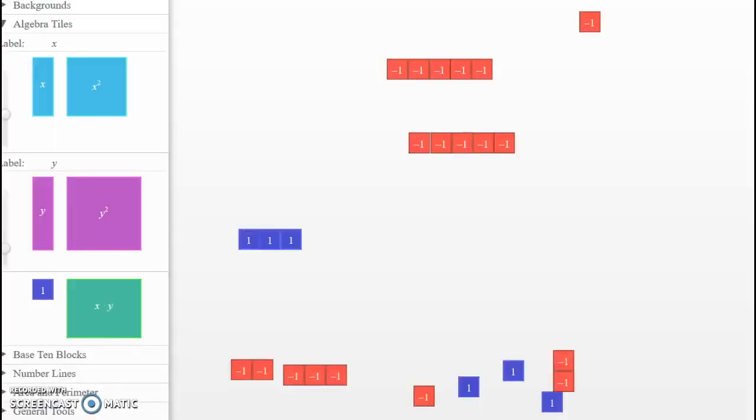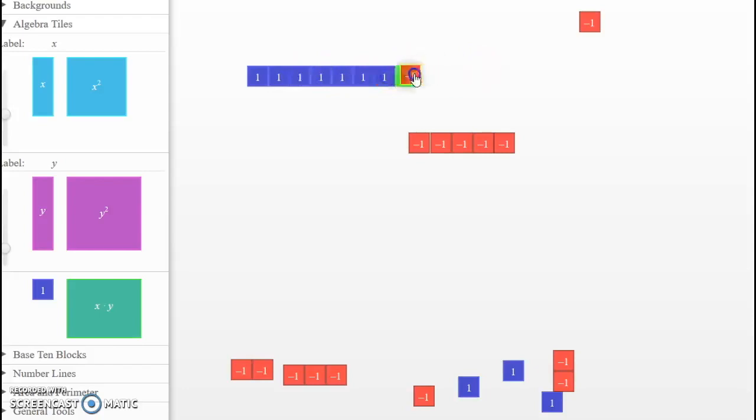All right, so 2 times 8 means that I want to add in two copies of 8. 1, 2, 3, 4, 5, 6, 7, 8. So I want to add in 2 of these.